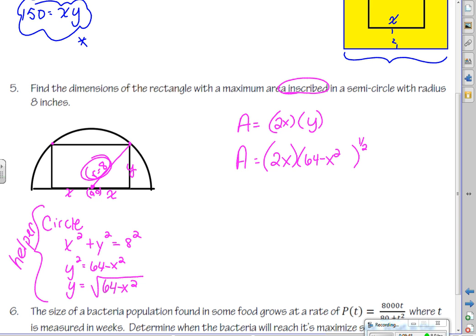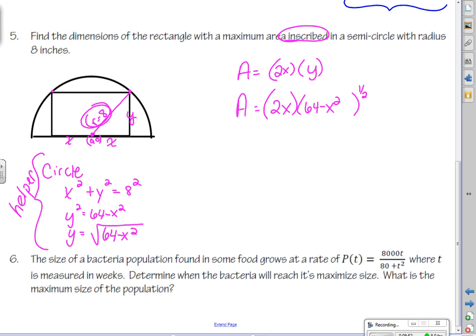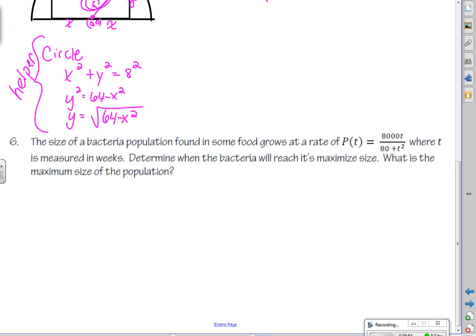Number 6 is a size of a bacteria population. Food grows. Determine when the bacteria will reach its maximum size. Well, this is a growth equation that they're giving us, and we just really want to maximize that. So this is actually pretty straightforward. Just go P prime of t and find its maximum point. Not a whole lot of work involved on that. Just use quotient rule.